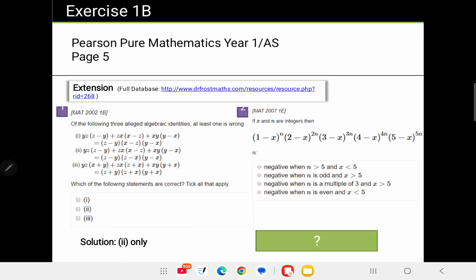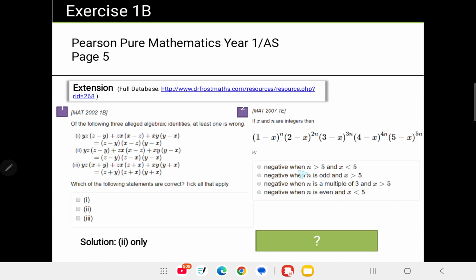Okay, so in this question we have: if x and n are integers, then this result is negative when n is greater than 5 and x is less than 5, negative when n is odd and x is greater than 5, negative when n is a multiple of 3 and x is greater than 5, and negative when n is even and x is less than 5. So we need to check which condition is true for this result.